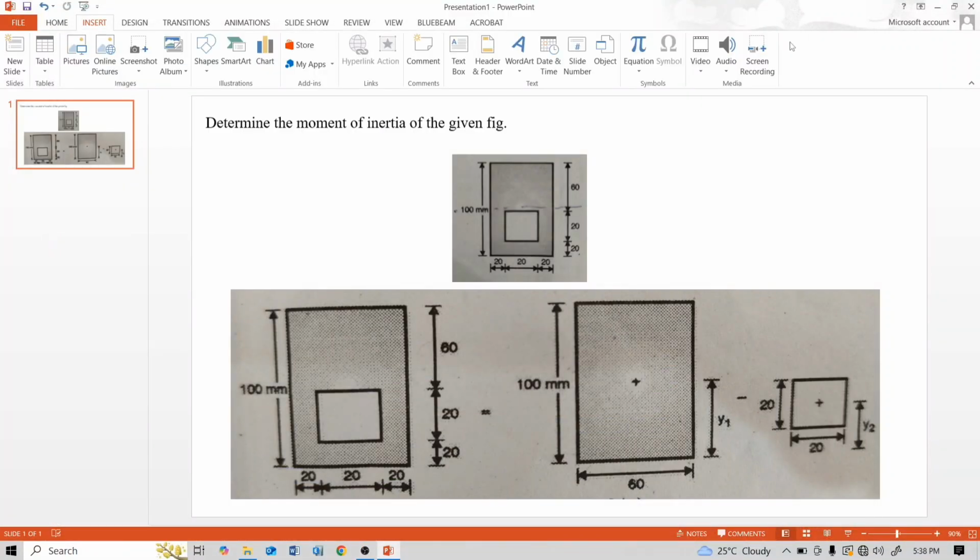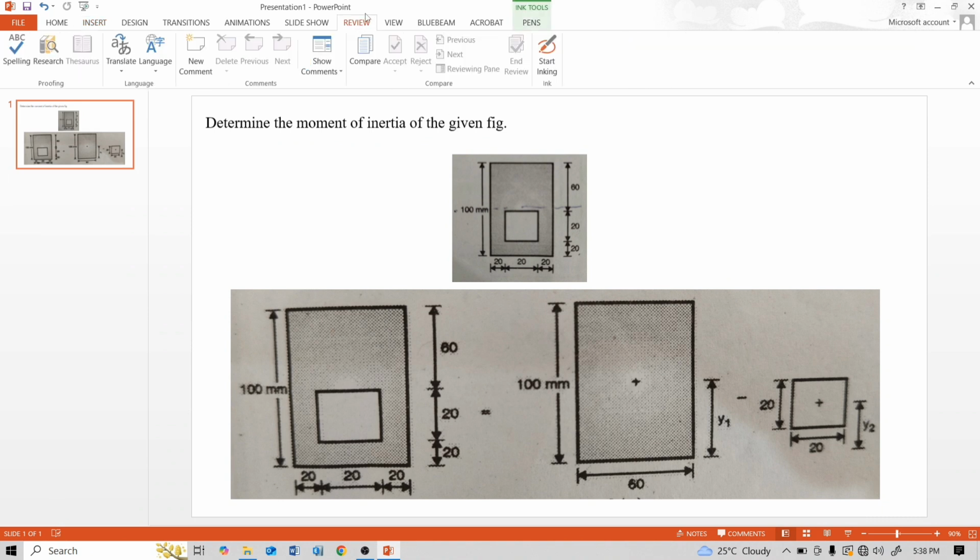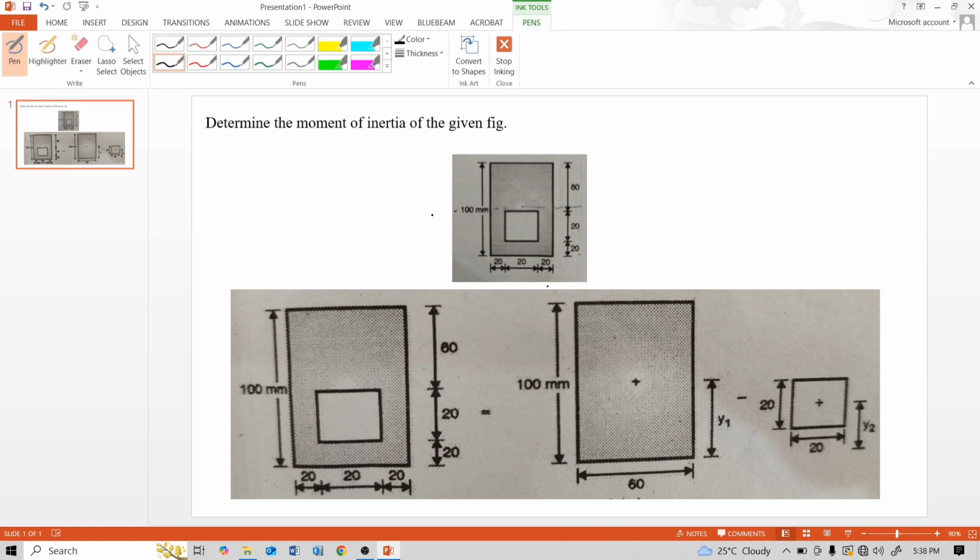Today, numerical 3 on moment of inertia. This numerical is different from the previous two numericals. The difference is that in the previous two numericals, the x-axis is symmetrical on the upward side and the downward side, and the y-axis is also symmetrical.